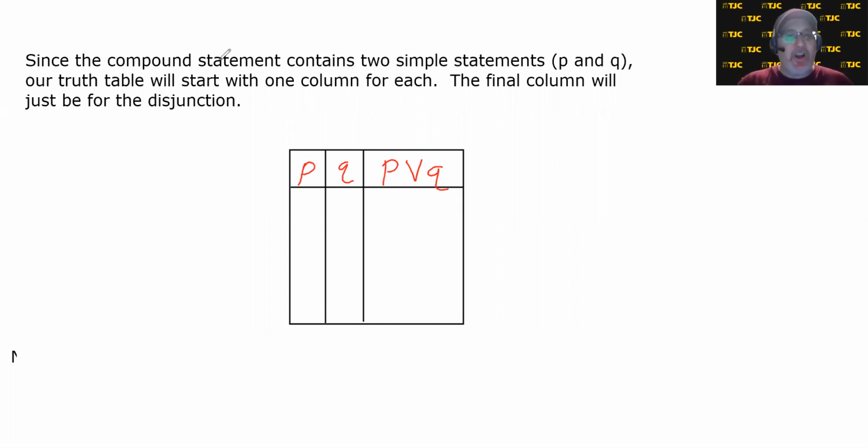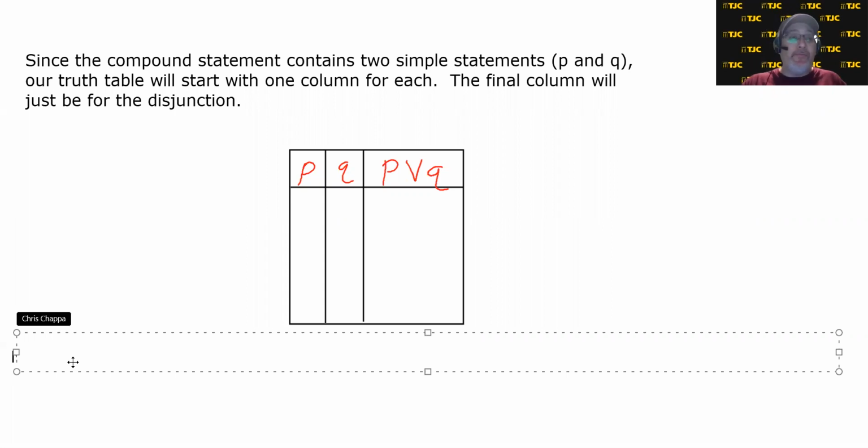All right, so we got our columns set up, and just a reminder, in future videos, once we get past our rules, these tables will contain more columns between the ones at the beginning for the simple statements and the final column for the compound statement that we're finding the truth table for.